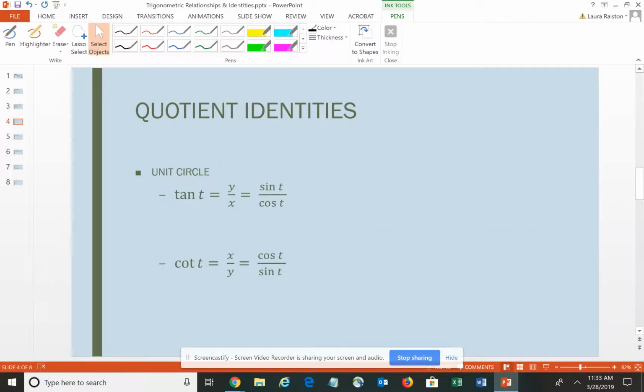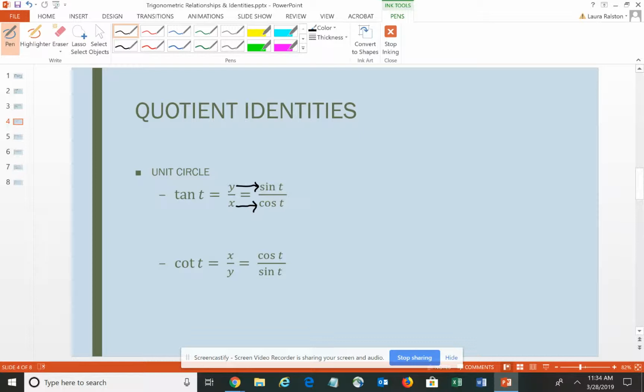Also, you have what we call the quotient identities. The definition of the tangent in terms of your ordered pair is the y value divided by the x value. And so if we use that idea of substitution, we know that the y value corresponds to the sine of the angle, and the x value corresponds to the cosine, so that we can rewrite that ratio or that quotient as the sine of the angle divided by the cosine of the angle.